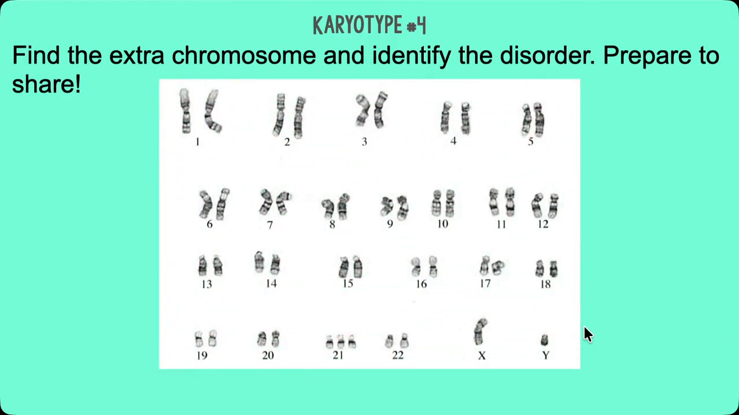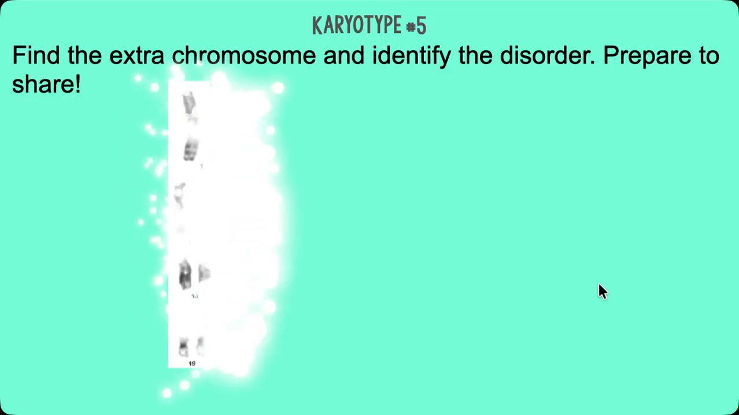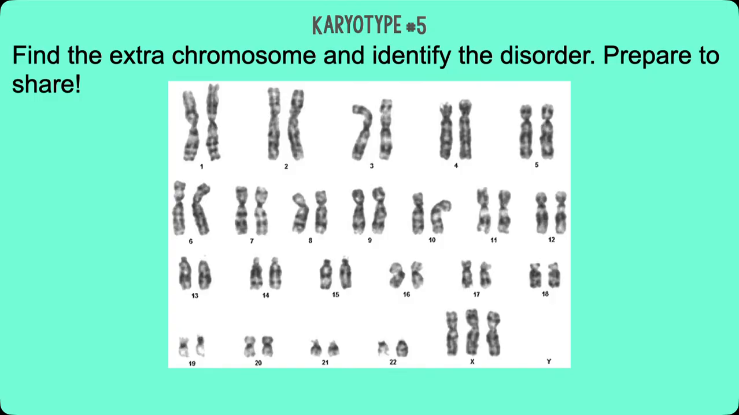What about this one? Okay, chromosome 21, Down syndrome. Last one. Okay, we have 3 X's. That is triple X syndrome.